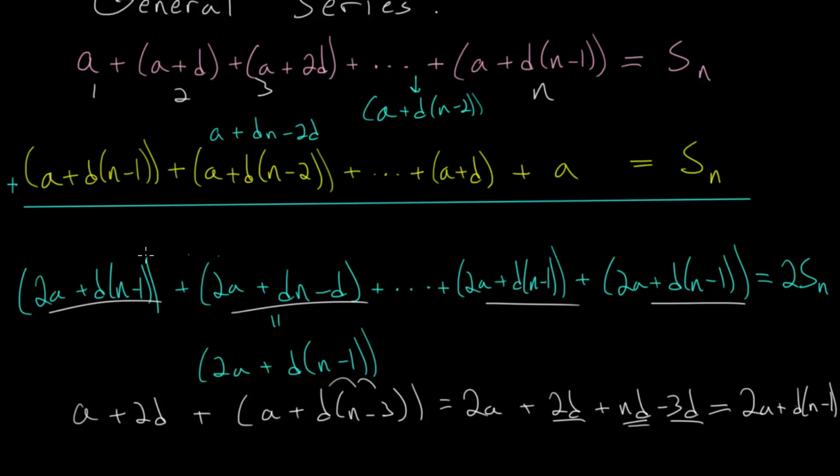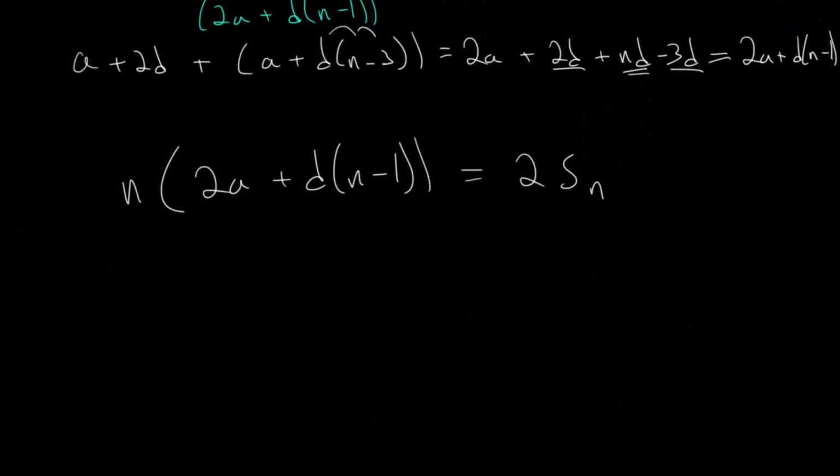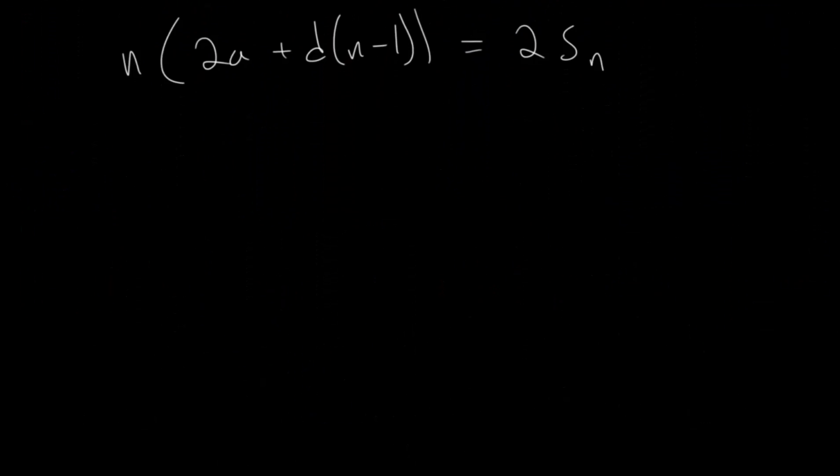And so if we're adding the same number multiple times, or n times, that's the same thing as multiplying by n. So let's go back to what we're able to sum up and try to simplify this. And if we want to get our sum by itself, this S of n, let's just divide by 2. So our total sum for our general arithmetic sequence is n over 2 multiplied by 2a plus d times n minus 1.